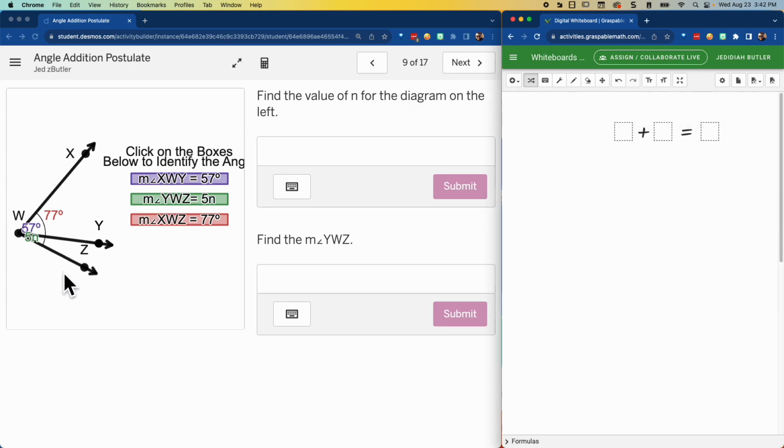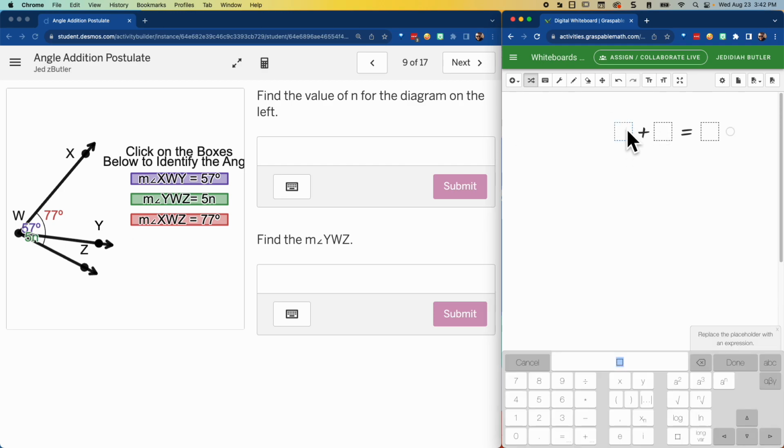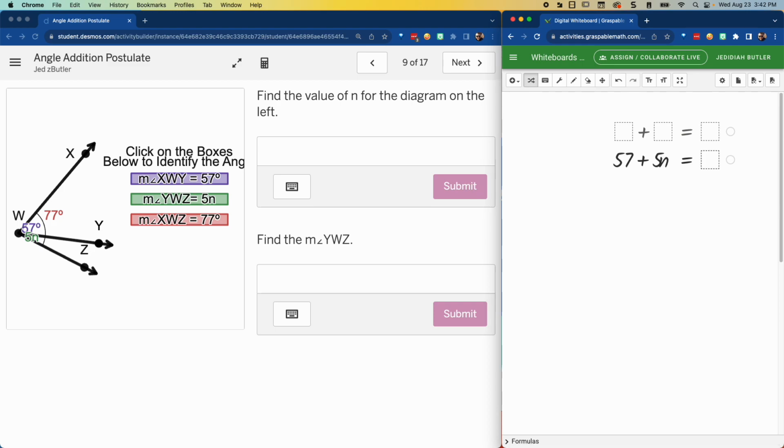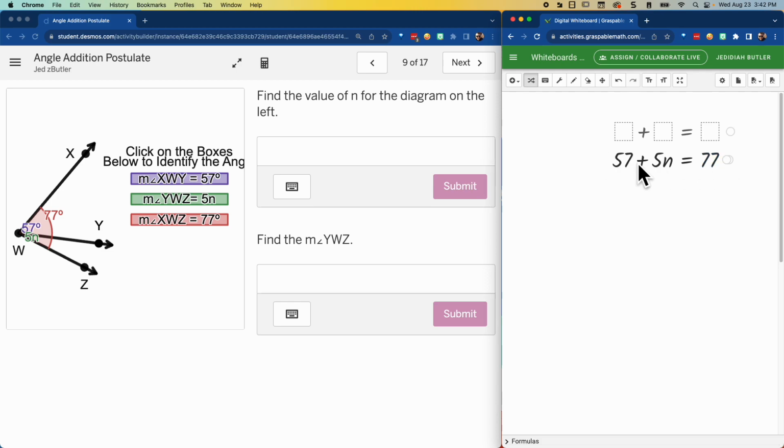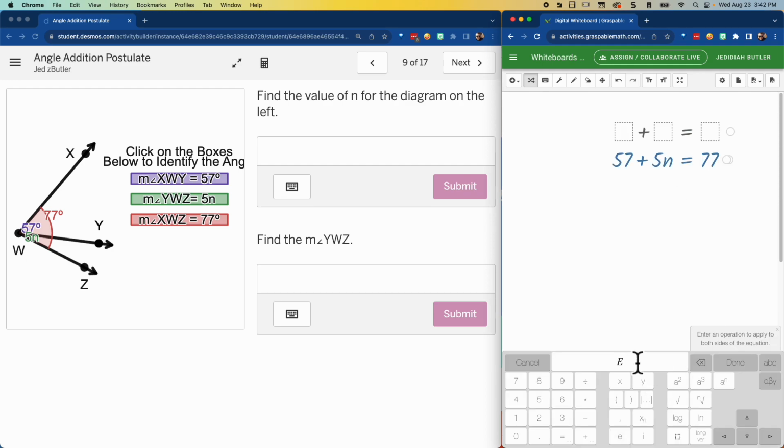So what I see is that I have a 57 and a 5n for my two parts. So that's a 57, and then I have 5n. So 57 plus 5n on one side, and then the 77 represents the total. So that's going to be my total here. So I should be typing in an equation, 57 plus 5n equals 77. At this point, I could start solving the equation.